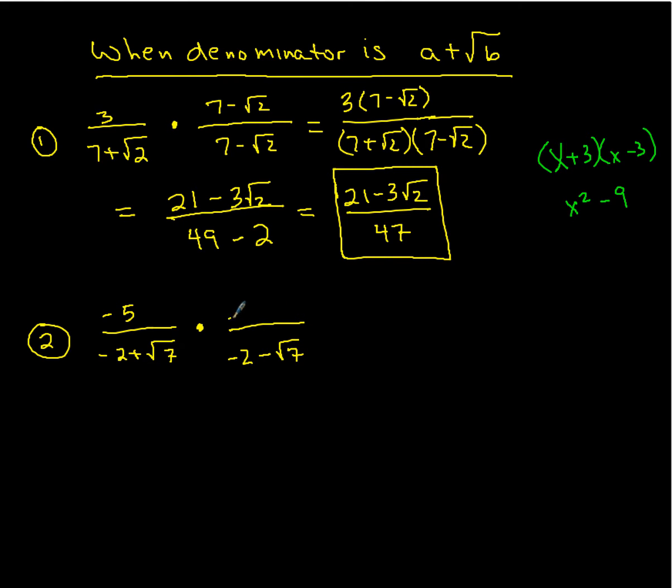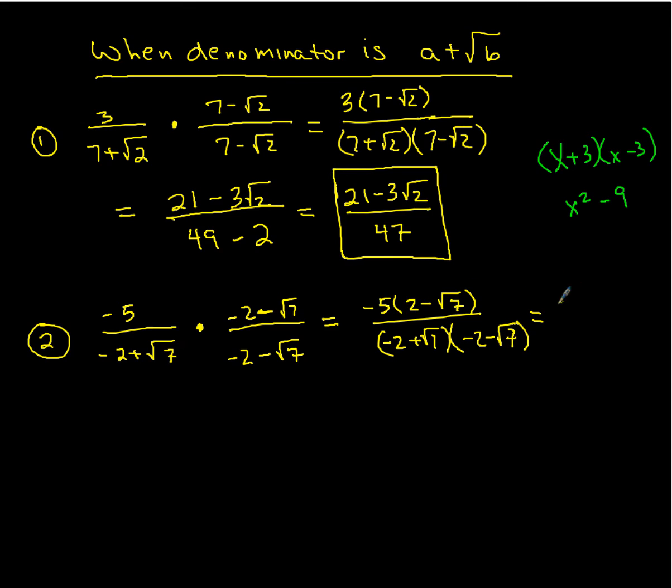So that'll go in the numerator and the denominator. Now again, when you multiply that across, just be really careful, take your time. So negative 5 times negative 2 minus the square root of 7, all over negative 2 plus the square root of 7 times negative 2 minus the square root of 7. Now let's go ahead and do this part here.